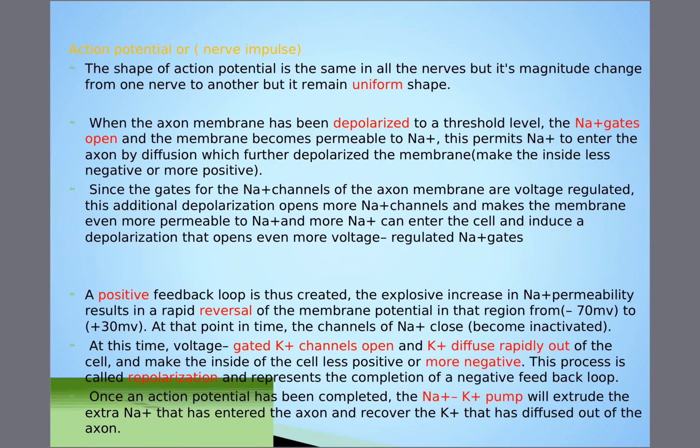This process is called repolarization and represents a negative feedback loop. Once the action potential has been completed, the sodium-potassium pump restores the balance, removing the extra sodium that has entered the axon and recovering the potassium that has diffused out of the axon.